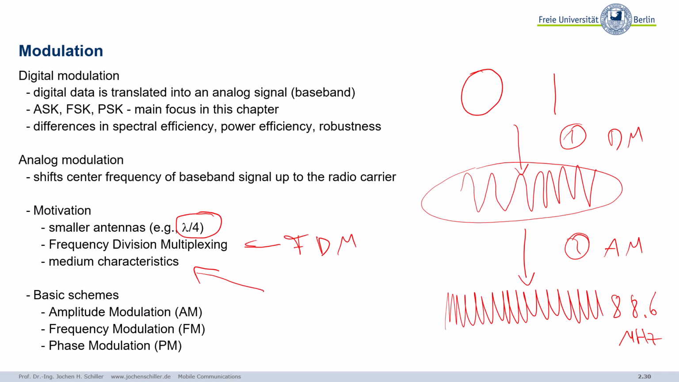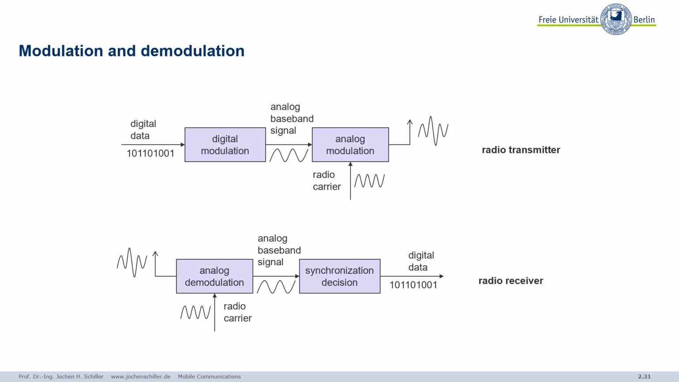So what are the steps? Again, modulation. You take your digital data in, you perform a digital modulation, you create a so-called analog baseband signal. Then you use the radio carrier. Our example is 88.6 megahertz. And you use the baseband signal to modulate the radio carrier. And then you transmit this over the antenna.